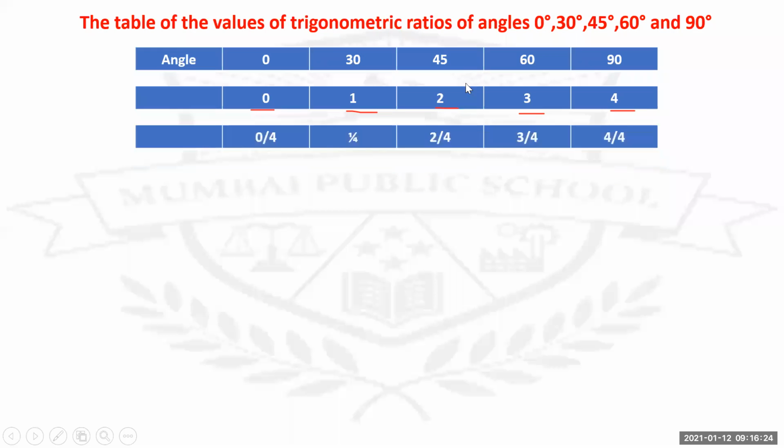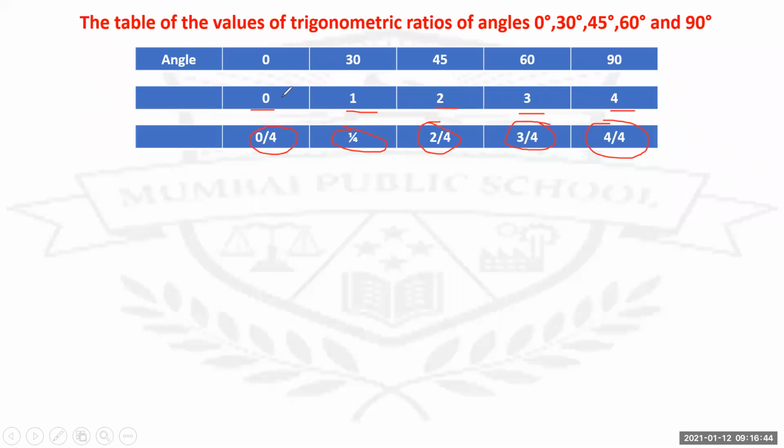Now, after that, which was the last number I got? I got that as 4. So what I have done, whatever numbers I had written before, that is 0, 1, 2, 3, 4, I divided all those numbers by 4. Check. I've divided all those numbers by 4.